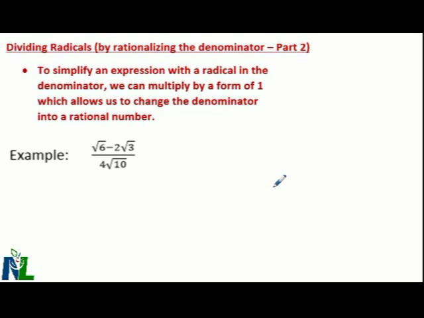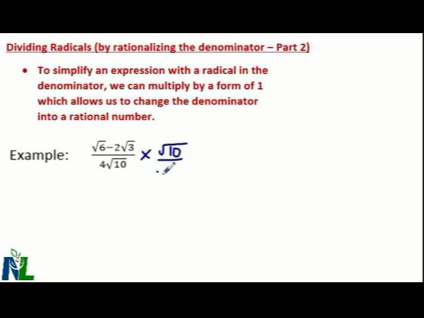In this example, I'm going to show how we can use rationalizing the denominator to simplify this expression right here. Notice that in the top I have more than one radical, so I will need to use the distributive property as well in this question. Now, if I want to get rid of the square root in the bottom, I'm going to multiply by a form of 1. That allows me to do that.